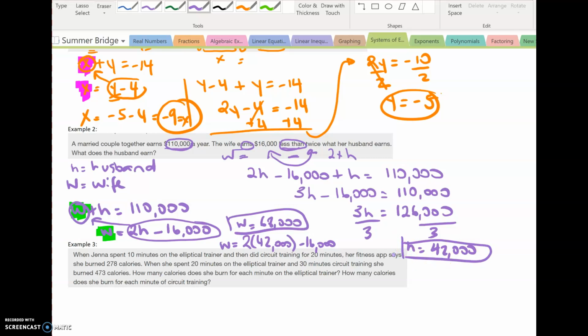We can go ahead and check. I've already done that, and it does come out to be that these are the answers. We didn't do anything wrong, which means to say the husband earns $42,000 because that's all we really needed to know, but we answered for the wife as well. That's our answer for that question. That's example 2.